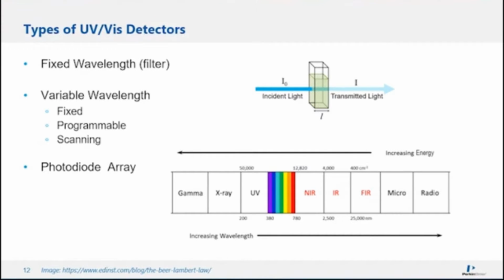Then we have variable wavelength. A single wavelength is monitored, but any wavelength in a wide spectral range can be selected. The wavelengths used can be fixed at specific wavelengths. They can be selected programmatically throughout the method, or the detector can scan across a range of wavelengths over time. And finally, we have a photodiode array detector, where a whole spectrum across a wavelength range is acquired at every particular time point.